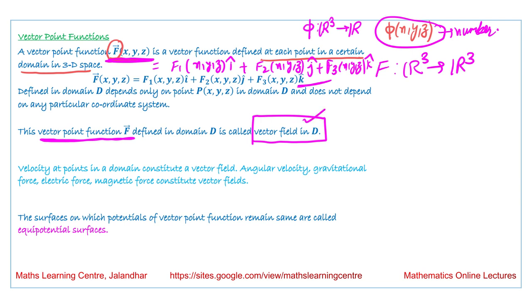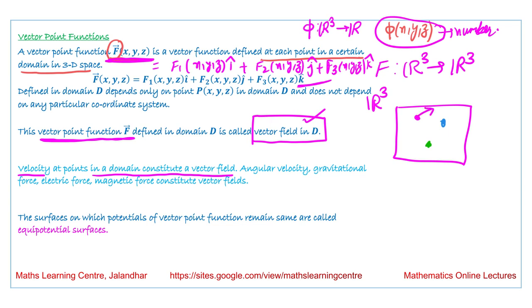For an example, it is being given over here that velocity at any point in a domain constitutes a vector field. It means that if we are considering the three-dimensional space, we are talking about any point over here, then another point over here, and another point over here. At this first point the velocity is v1 and its direction is there. At this point the velocity is v2, its direction is different. At this point velocity is v3, its direction is different.